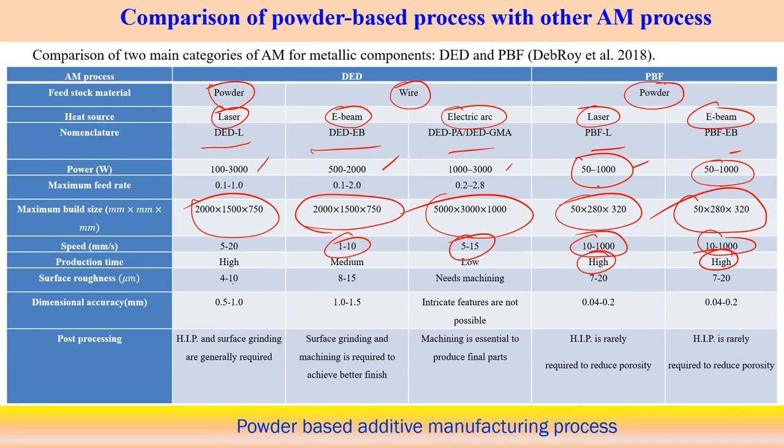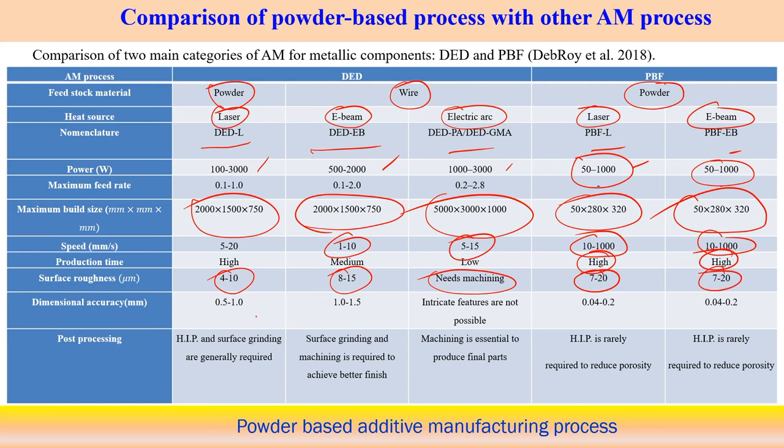Now, surface roughness. For the laser based powder system, it can be 4 to 10 micrometer. For the wire also, for electron beam, it is 8 to 15 micrometer. But for electric arc based technology, we need a machining operation to be performed. In powder bed fusion, the surface roughness is 7 to 20 micrometer, and even for electron beam or laser it is a similar range.